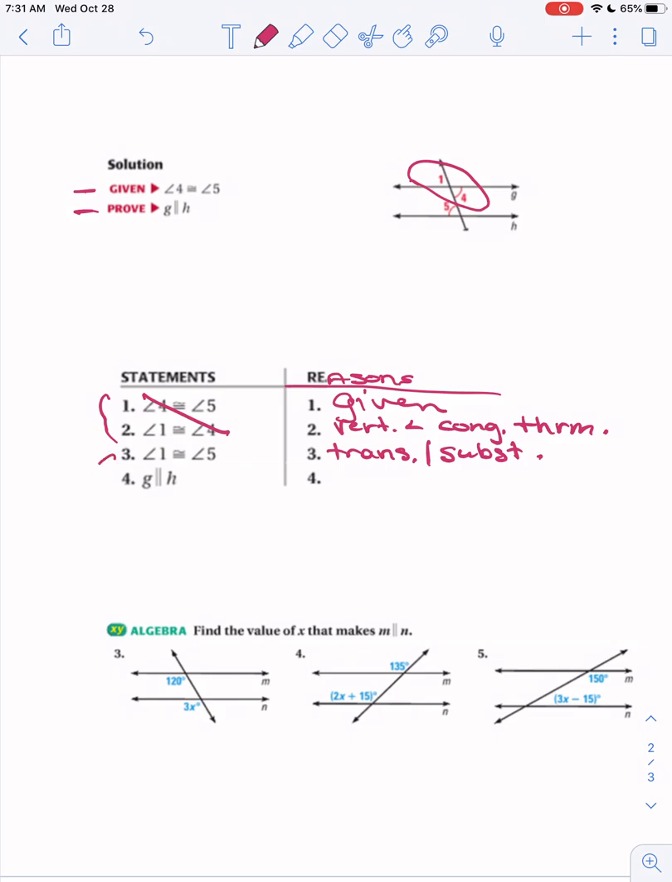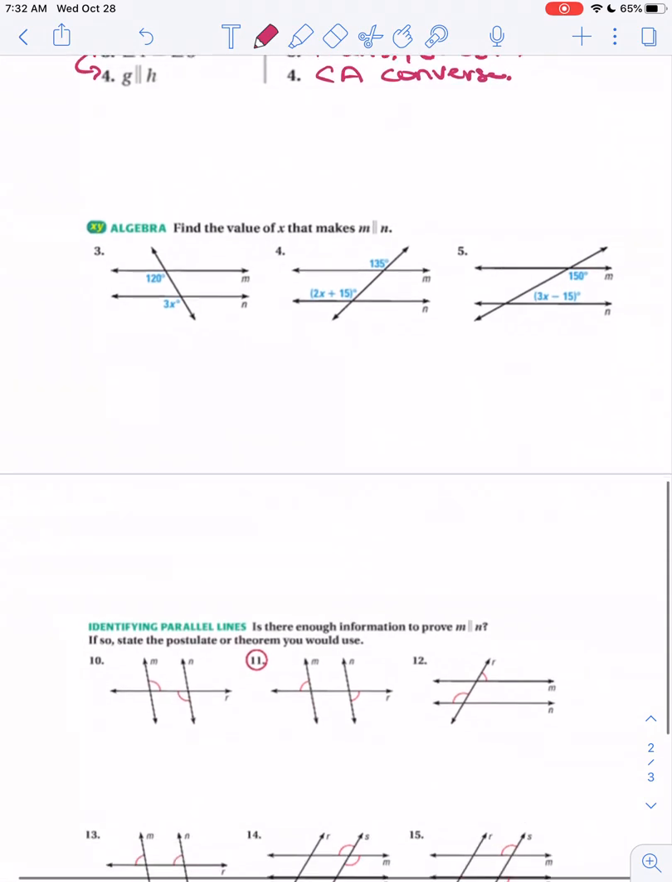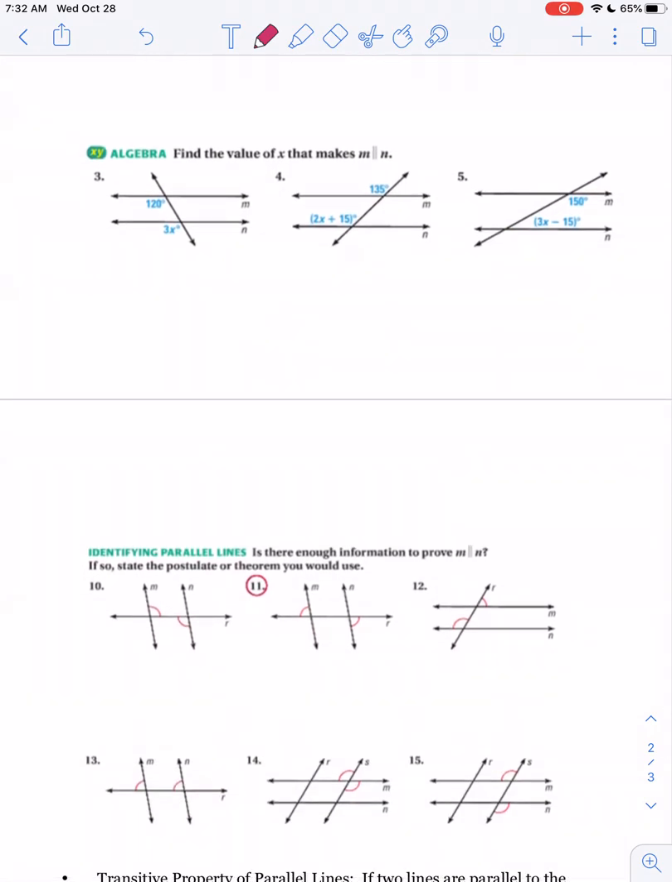And then finally from step 3 to step 4, that's one of our reasons. We know that if corresponding angles are congruent, then the lines are parallel, so that's the CA converse. And that was a postulate we used to prove the theorem. All right, next thing it says, find the value of x that would make the lines parallel. So if the lines were parallel, what would the value of x be? We're going to say that 3x equals 120. Divide each side by 3, it looks like x is going to be 40.